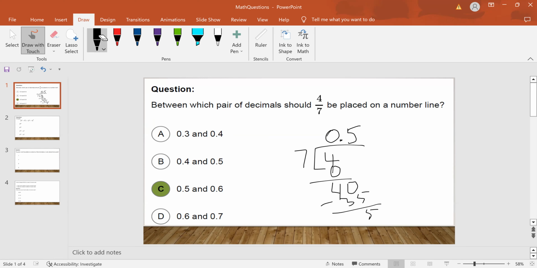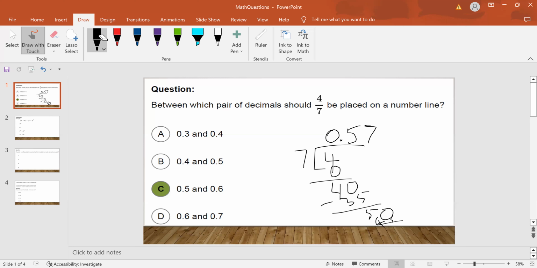But we cannot stop here. We see all the decimal values have 1 digit after the dot. But if you stop at 0.5, you do not know which pair of decimals will include this. So we need to continue one more digit. For that, we place another 0 on the side of 5. We have 50, and 7 goes into 50 7 times. So 7 times 7 is 49. We can stop here. We don't need to continue.